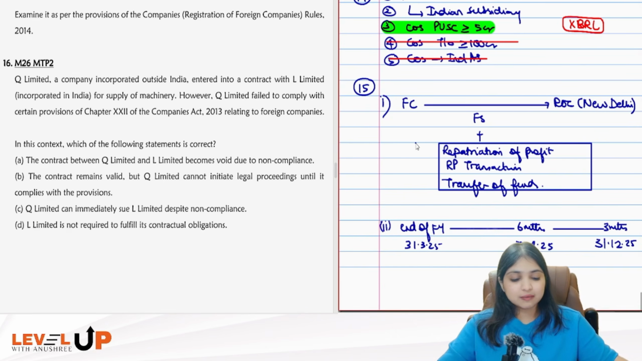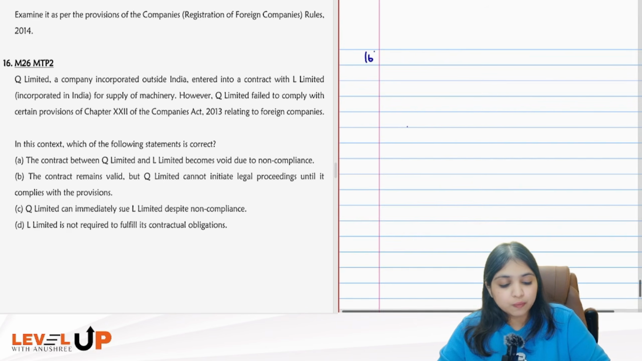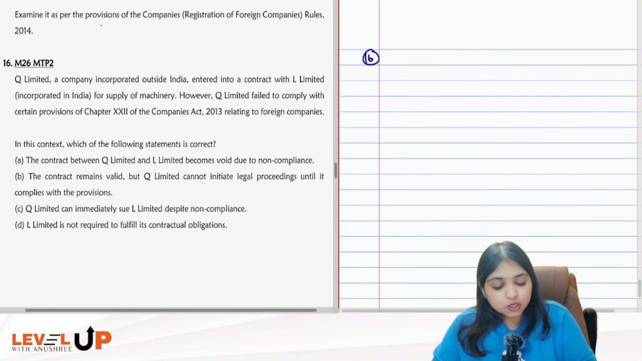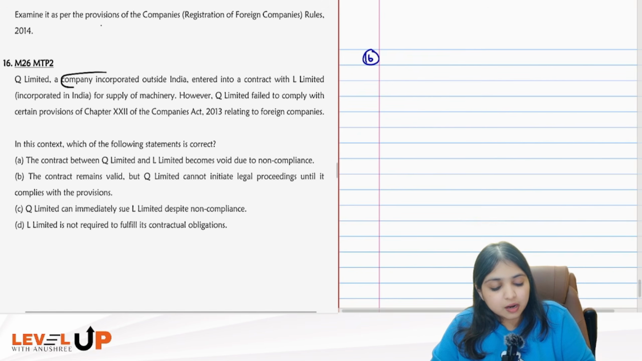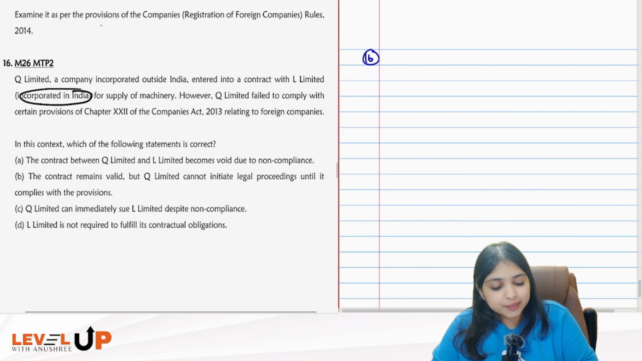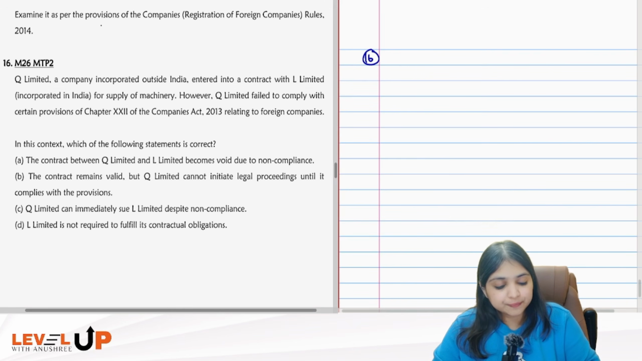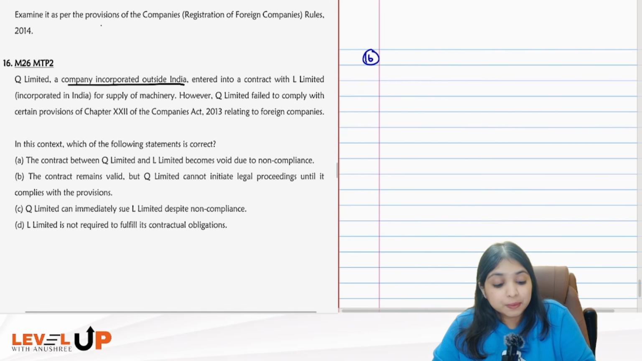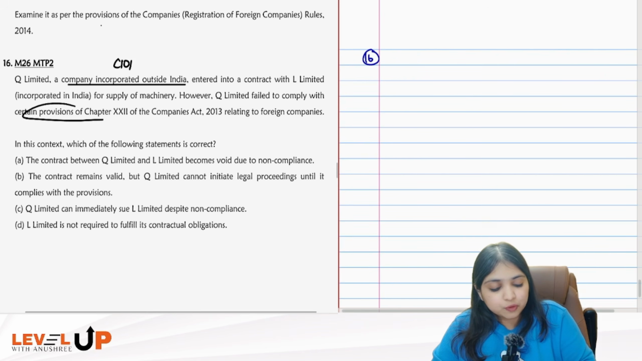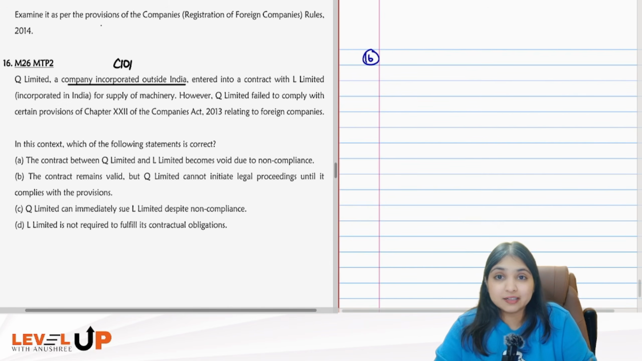Now come to question number 16. It's an MCQ from your mock test paper, May 2026 mock test paper. The question says Q Limited, a company incorporated outside India, entered into a contract with L Limited, incorporated in India, for supply of machinery. So this company, which is incorporated outside India, has entered into a contract. However, Q Limited failed to comply with the provisions of Chapter 22 of Companies Act relating to foreign companies.